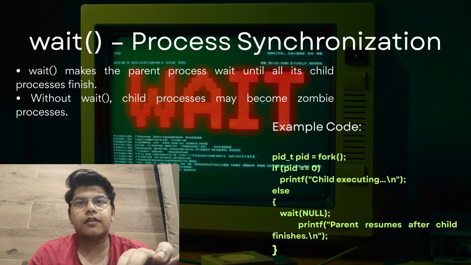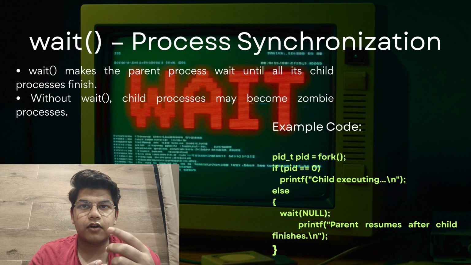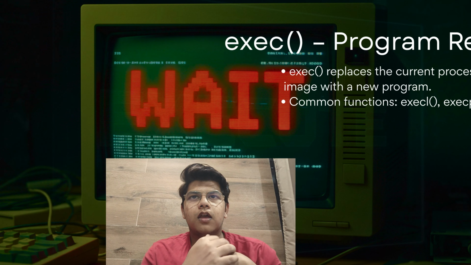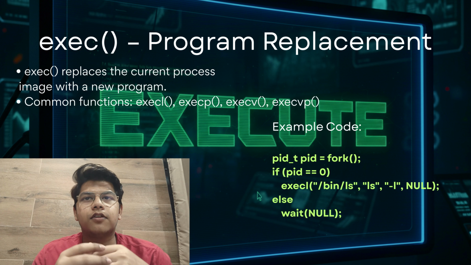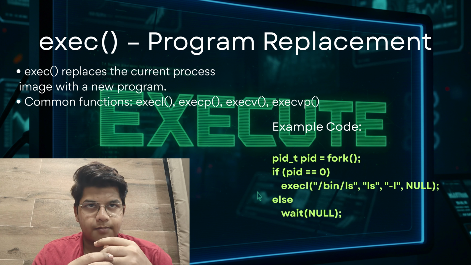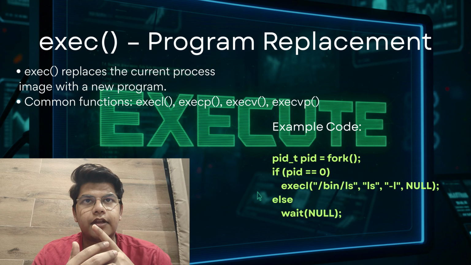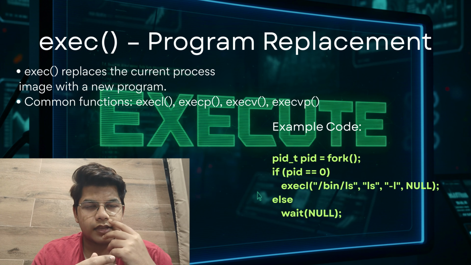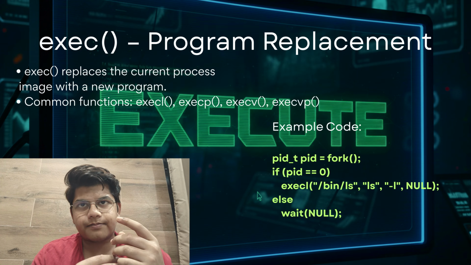So the best practice is that you can use the waitpid command when you need more control, such as waiting for a specific child or non-blocking waits. Exec is different. It does not create a new process. Instead, exec replaces the current process image, code, data, and stack with a new program. And typically, you fork first to create a new process. Then inside the child you can call the exec command to run a different executable in that child.